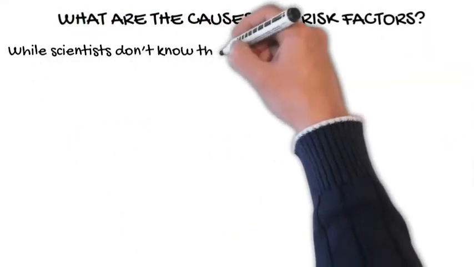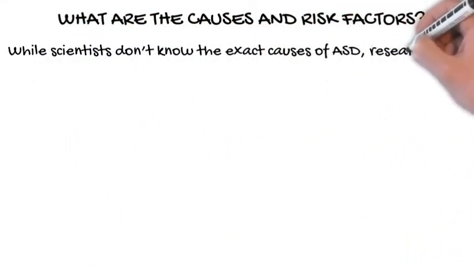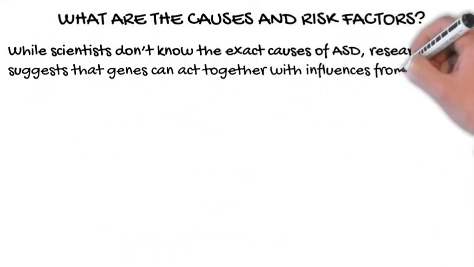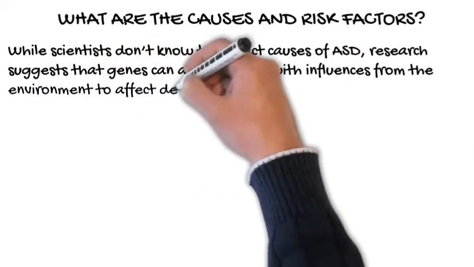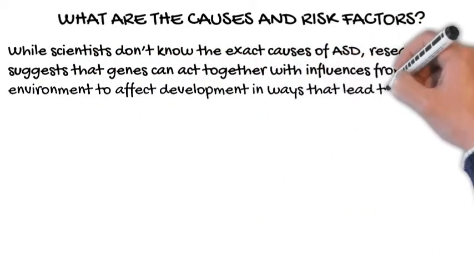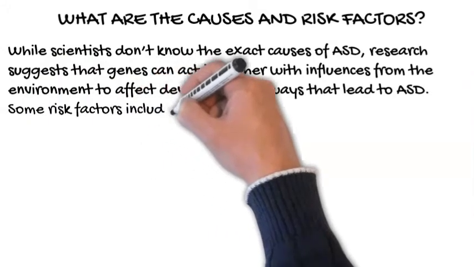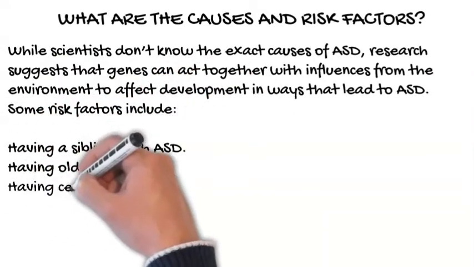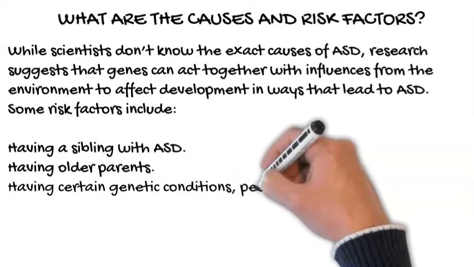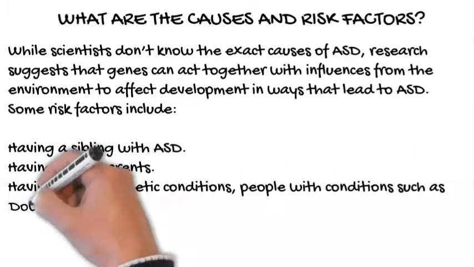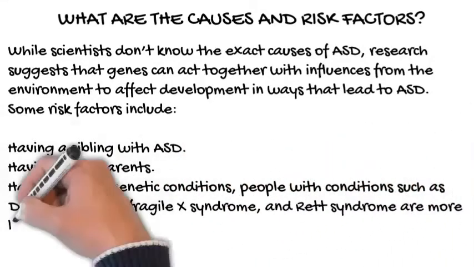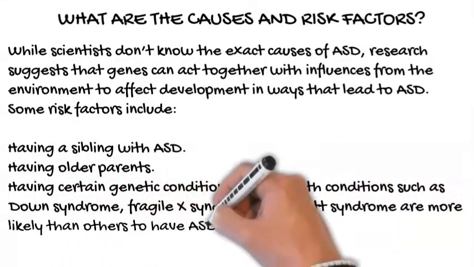What are the causes and risk factors? While scientists don't know the exact causes of ASD, research suggests that genes can act together with influences from the environment to affect development in ways that lead to ASD. Some risk factors include having a sibling with ASD, having older parents, having certain genetic conditions. People with conditions such as Down syndrome, Fragile X syndrome, and Rett syndrome are more likely than others to have ASD. Very low birth weight.